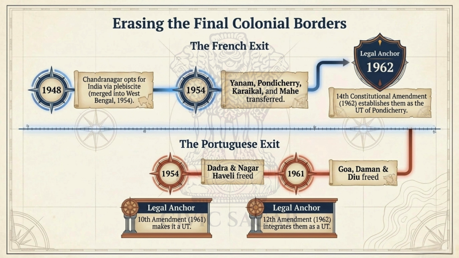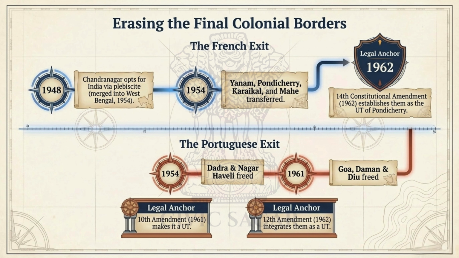As the British exited, the map of India still contained pockets held by French and Portuguese colonial powers. The French exit began in 1954 with the transfer of Yanam, Pondicherry, Karaikal, and Mahe, followed by Chandranagar's integration after a plebiscite in 1962. These former French territories were established as the Union Territory of Pondicherry through the 14th Constitutional Amendment in 1962. Simultaneously, the Portuguese enclaves saw their own transition.